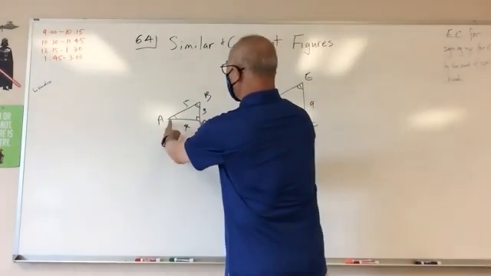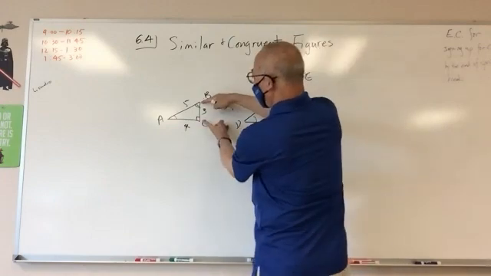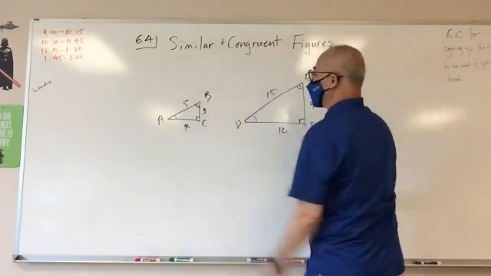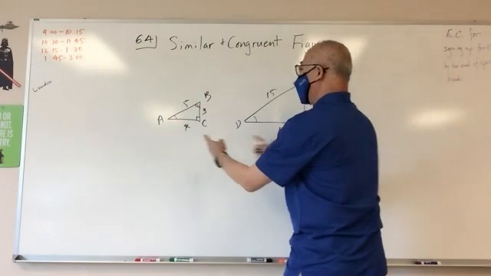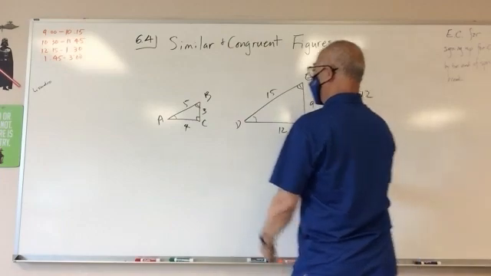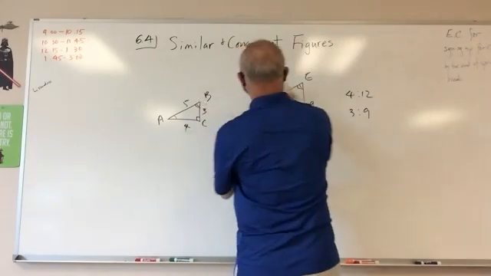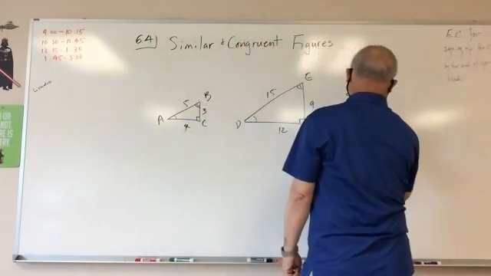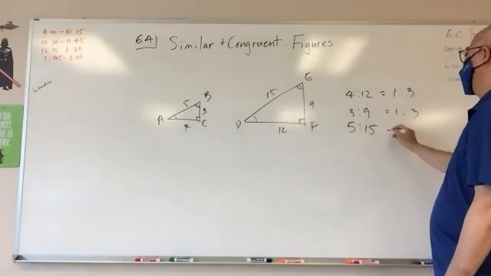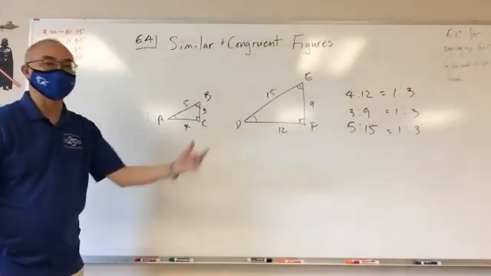The corresponding part to this guy would be this guy. The corresponding part to this guy would be this guy. And this guy would be this guy. So the ratio for the corresponding parts: this is 4 to 12. This guy is 3 to 9. This guy is 5 to 15. And this is the same as 1 to 3, 1 to 3, 1 to 3, right? So they have the same ratios.